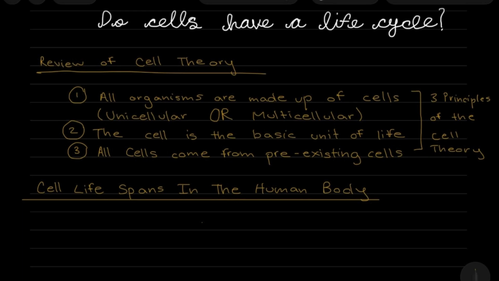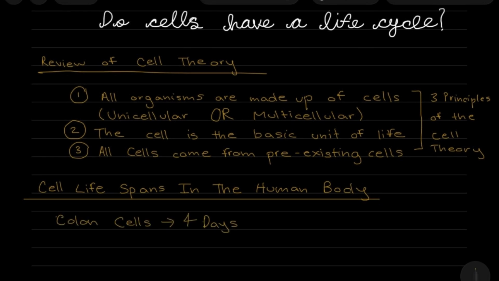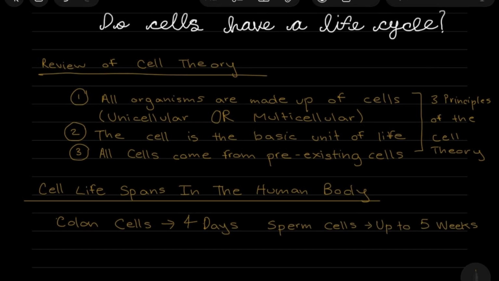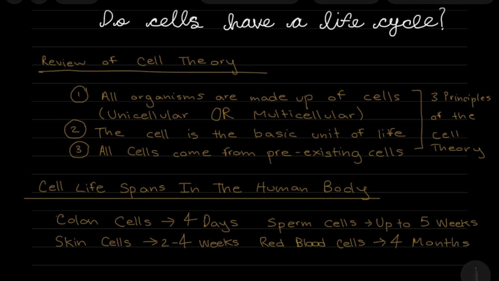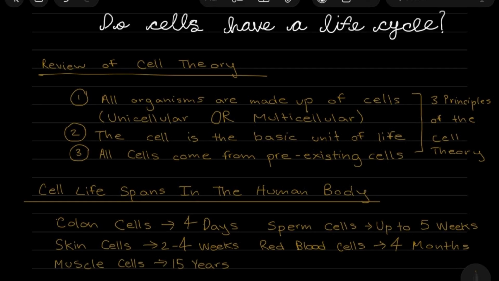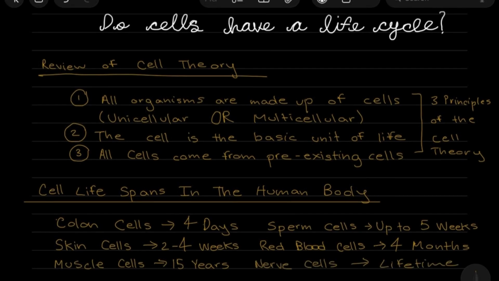Let's quickly go over the life cycles of different types of cells in the human body. The cells in your colon have a life of around 4 days, from when they are made to the point when they die. Sperm cells, gametes, are up to 5 weeks. Skin cells are about 2 to 4 weeks. Red blood cells are around 4 months. Muscle cells are around 15 years, and nerve cells last the whole human lifetime.